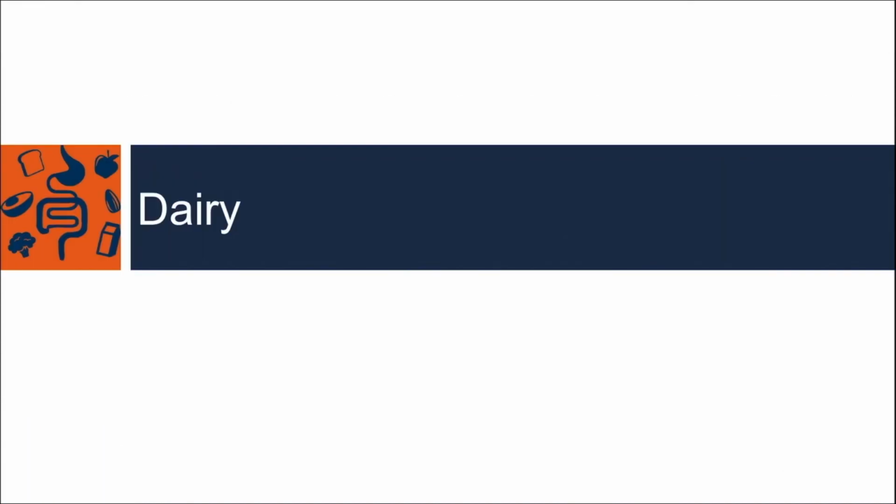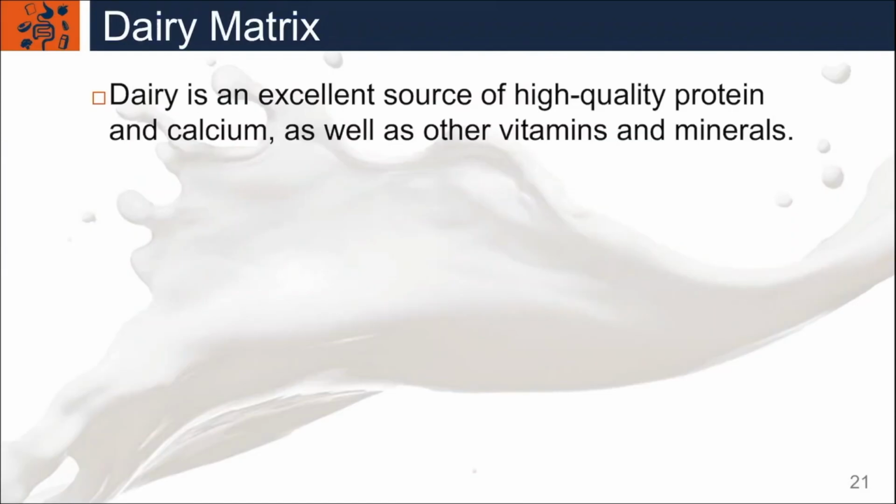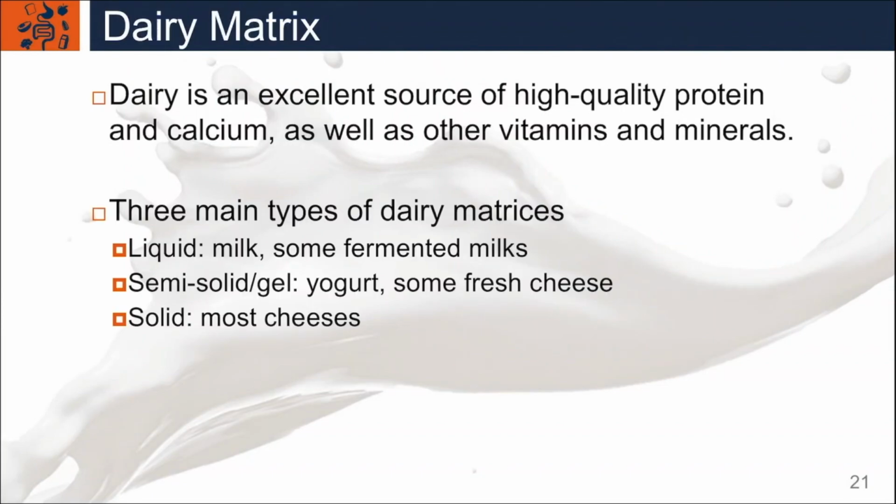Let's move on to a different case study and consider the relevance of the dairy matrix on health. Firstly, dairy is considered to be an excellent source of high-quality protein and calcium, as well as other vitamins and minerals. There are three main types of dairy matrices: liquid, semi-solid or gel, and solid.